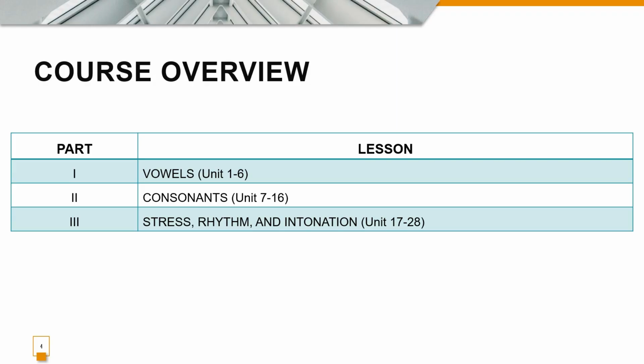We're going to have 3 main parts during this course. Part 1, we're going to learn about vowels in English. And then for part 2, we move to examine what the consonants are. Then, in part 3, we get to know about stress, rhythm, and intonation.